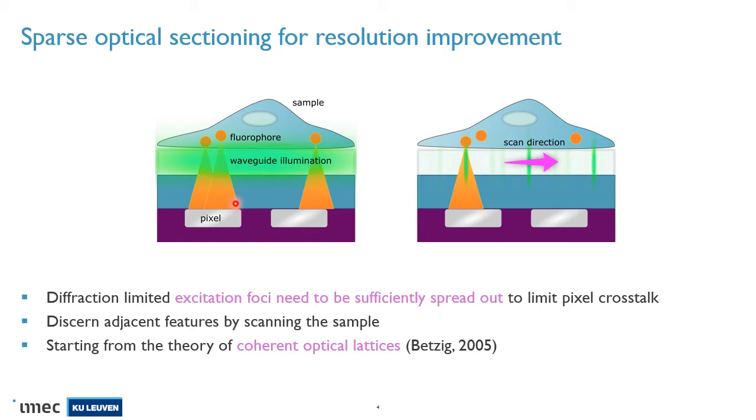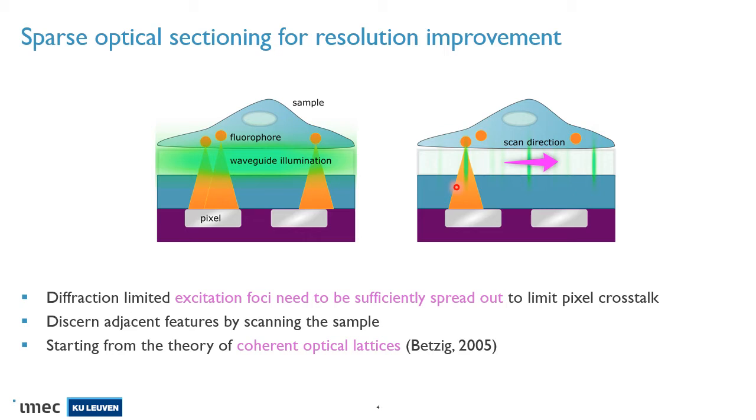On the other hand, when using a sparse array of illumination spots to scan across the sample, the emission signal can be resolved in the time domain, and with that the resolution is now determined by the size of the spot, which is around 250 nanometers.